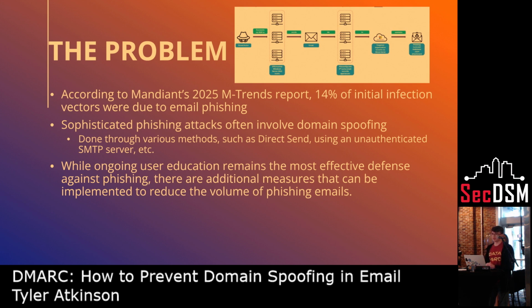According to Mandiant's report, 14% of initial infection vectors were due to phishing email. These sophisticated phishing attacks often involved domain spoofing through various methods such as direct send, authenticated SMTP, etc. While ongoing user education remains the best way to prevent spoofing, there are other measures that can be implemented to reduce the amount of phishing emails that come in, especially if people are trying to spoof your own domain, or to reduce the amount of phishing emails that go to other companies as well.